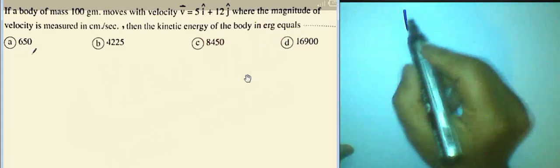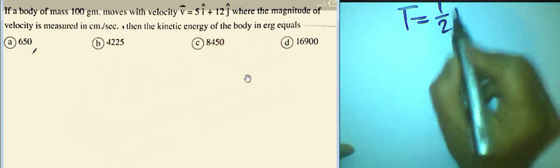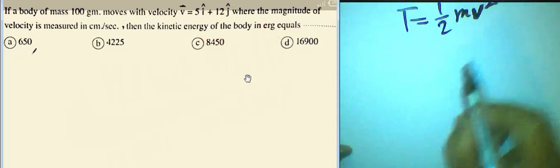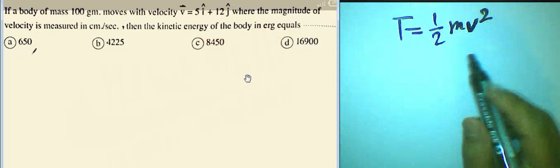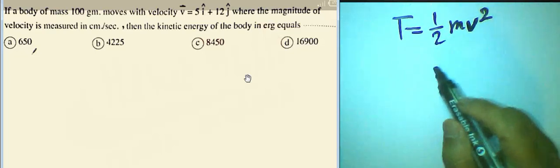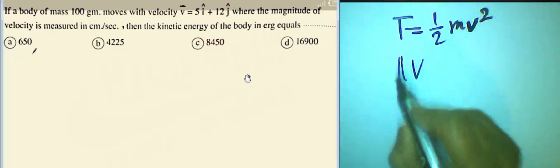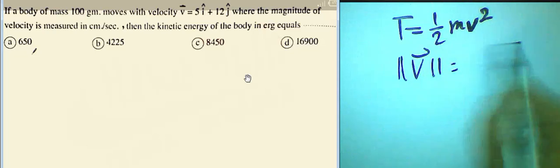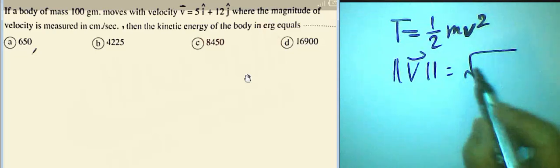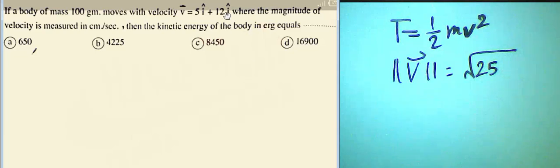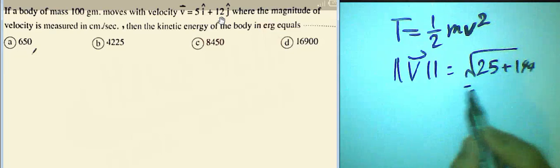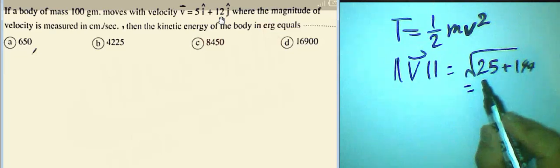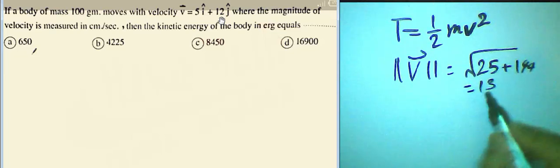Okay, kinetic energy means what? T equals half m v power 2. It's kinetic energy. So in this example, he gave us the velocity. We can find the norm of the velocity vector by the square root of 5 power 2 equals 25 plus 12 power 2 equals 144, equals 169, which equals 13.